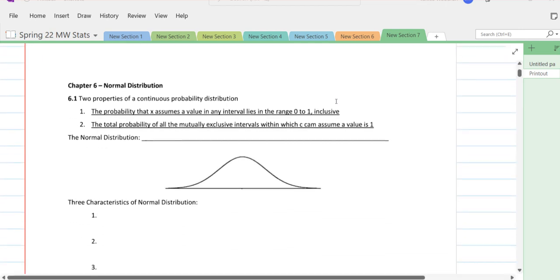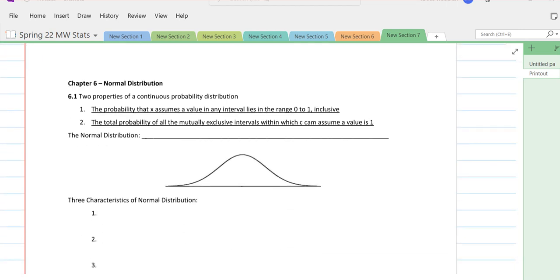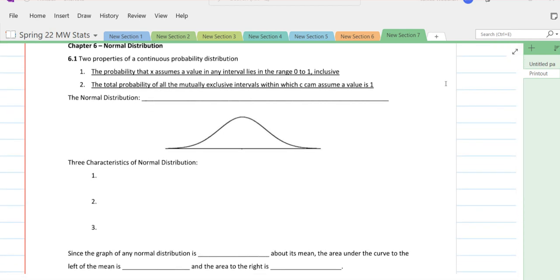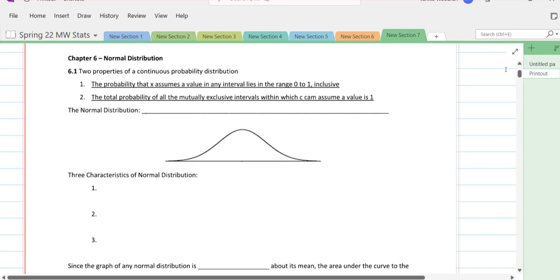All right, let's go ahead and get started with chapter 6. We have normal distribution. A lot of vocab here just to start with. Normal distribution is when we were looking at a bell curve. So we're working with the bell curve in this chapter.